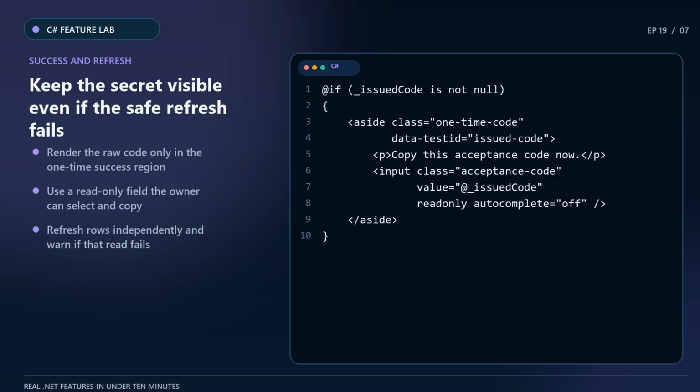Treat these as two outcomes. The invitation already exists if the post succeeded, even when the follow-up get fails. Keep the one-time code visible and show a warning that the list may be out of date. Do not retry issuance automatically. The refreshed list is allowed to repeat safe management data, but it cannot recreate or replace the transient secret. That separation preserves the only copy the owner can receive.